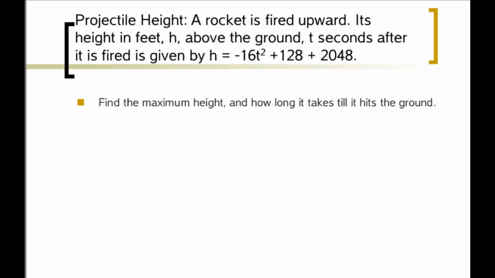So now, of course, we need an application, and the best application is a rocket. Of course, we got to shoot a rocket here. Projectile height. The rocket's fired upward. Its height in feet, h, above the ground t seconds after it is fired is given by this formula. h equals negative 16t squared plus 128t plus 2048.